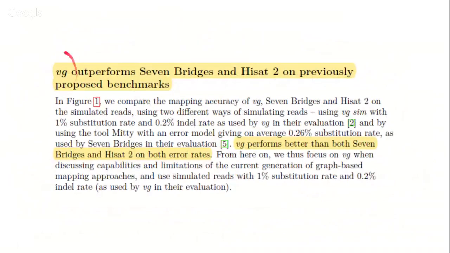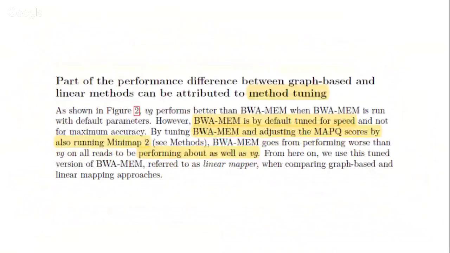The main conclusion is that VG from Erik Garrison outperformed Seven Bridges and HISAT2 on previously proposed benchmarks, and I will show the rates in the next few slides. And then bwa-mem by default is tuned for speed, but they show how tuning bwa-mem for MAPQ scores obtained by running Minimap2, a more recent version of mapping software that works for long and short reads, they show that it performs about as well as VG.